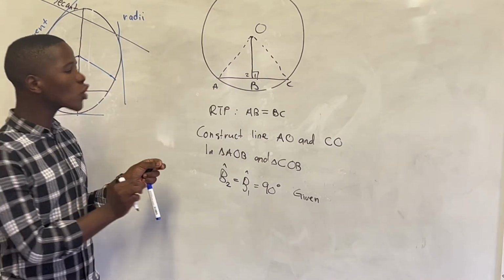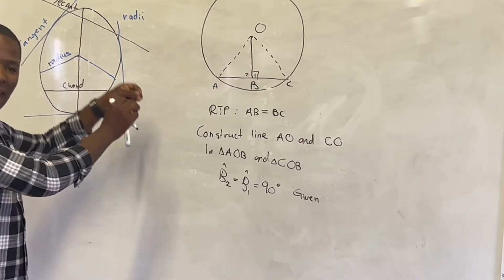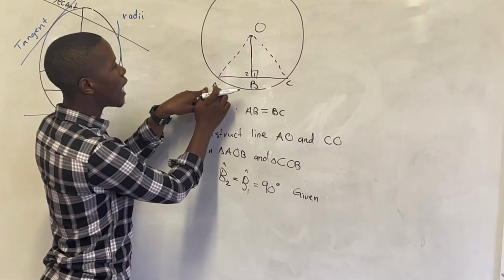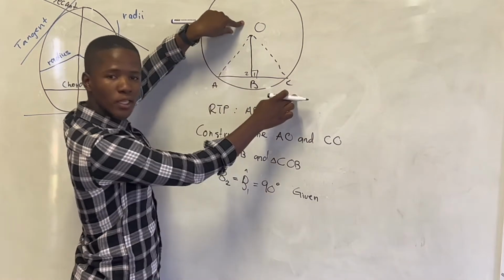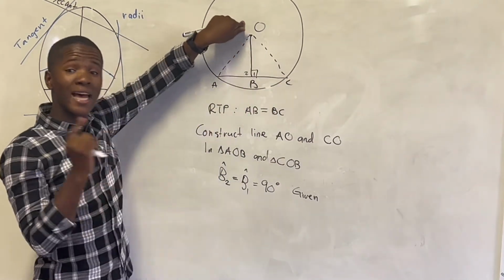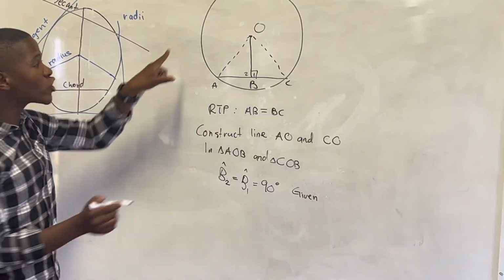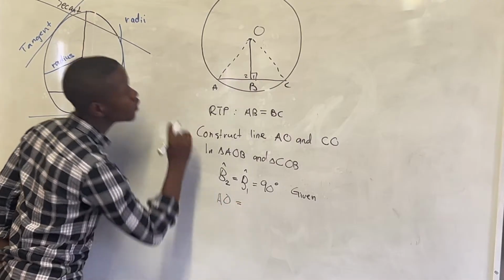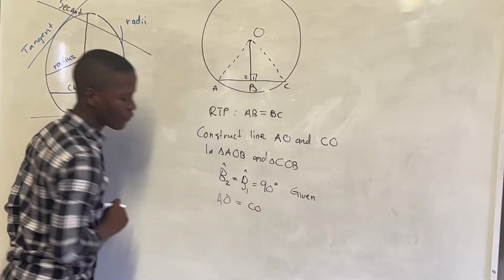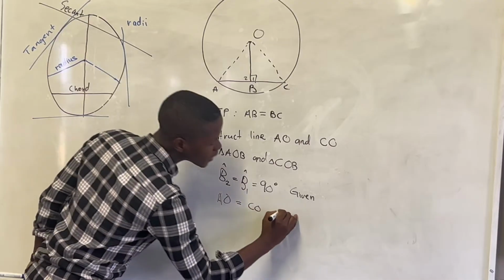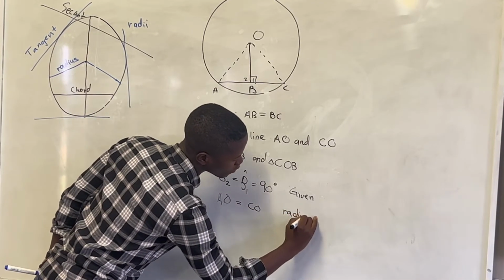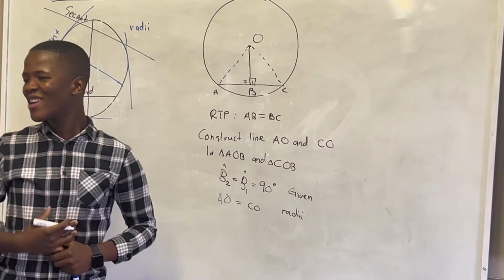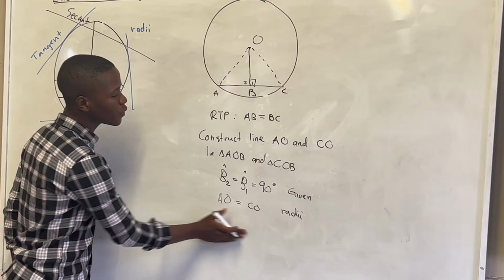And now from here, let's look at what else is common. If you look at your AO and your OC, can you see that your construction lines are your radii? So you can say your line AO is equal to your line CO. What is the reason? These are your radii, or whichever way is comfortable for you to call it.